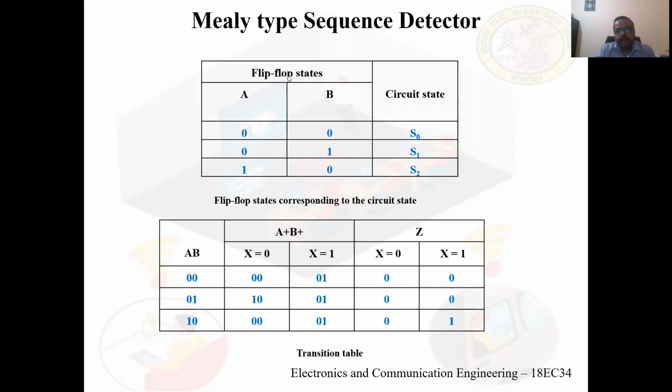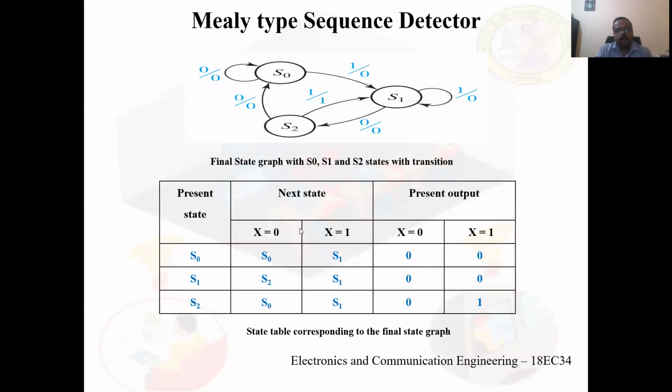Now, since we have the mapping of flip-flop states to the circuit states, now we can come up with a transition table. And how can you come up with a transition table? Since we had the mapping of flip-flop states to the circuit states, now go back to the state table. In the state table, now instead of S0, S1 and S2, we write the flip-flop states 0 0, 0 1 and 1 0.